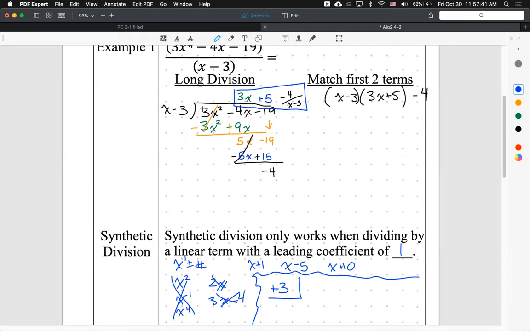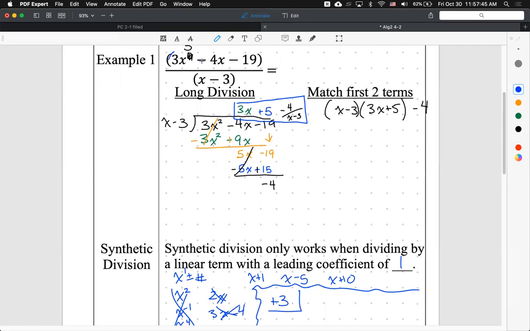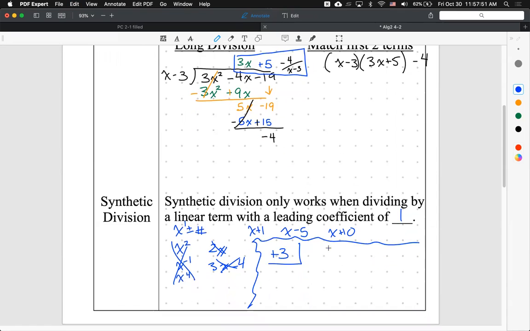From there, you list the coefficients of the thing I'm dividing. So in this case, I have coefficients of 3, -4, -19. Just the coefficients, just the numbers. So I'm going to write 3, -4, -19. Again, if I had a placeholder, if I skipped a value, I would have to put a 0. You'll see that at the very end, in the very last problem, example 3.